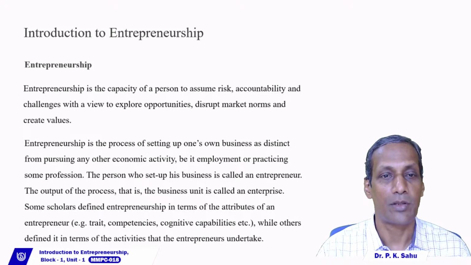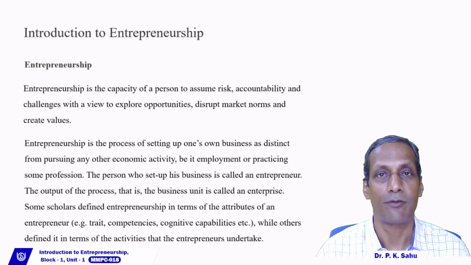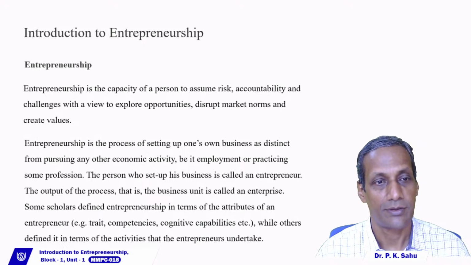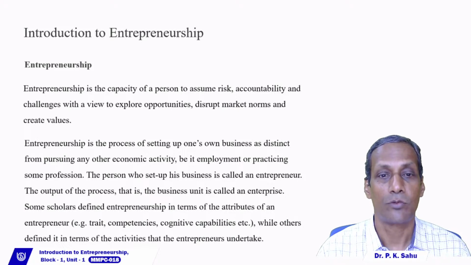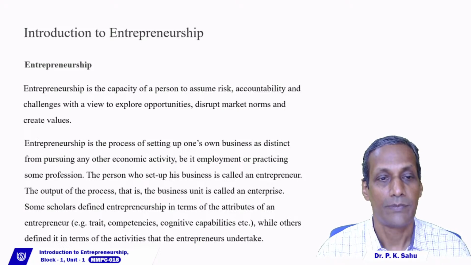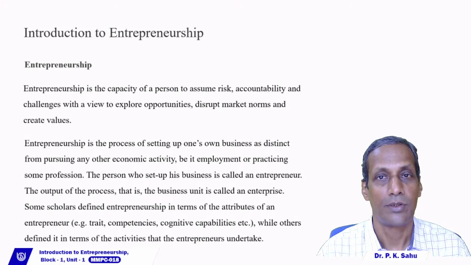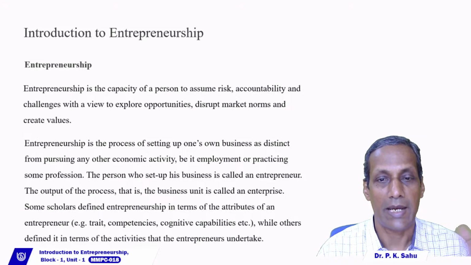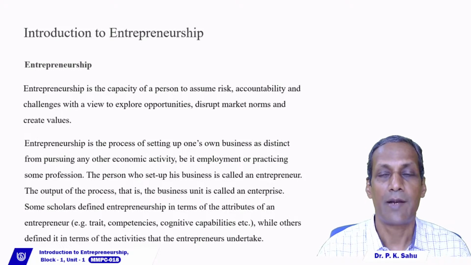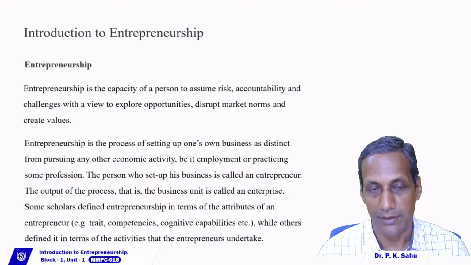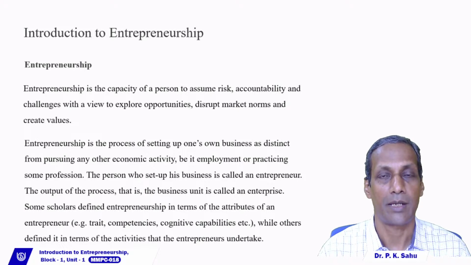Entrepreneurship is the process of setting up one's own business as distinct from pursuing any other economic activity, be it employment or practicing some profession. The person who sets up his business is called an entrepreneur. The output of the process, that is the business unit, is called an enterprise. So there are three things: the concept of entrepreneurship has the entrepreneur, the enterprise, and entrepreneurship. Some scholars define entrepreneurship in terms of the attributes of an entrepreneur, while others define it in terms of the activities that the entrepreneurs undertake. We'll be looking into many definitions of entrepreneurship today.